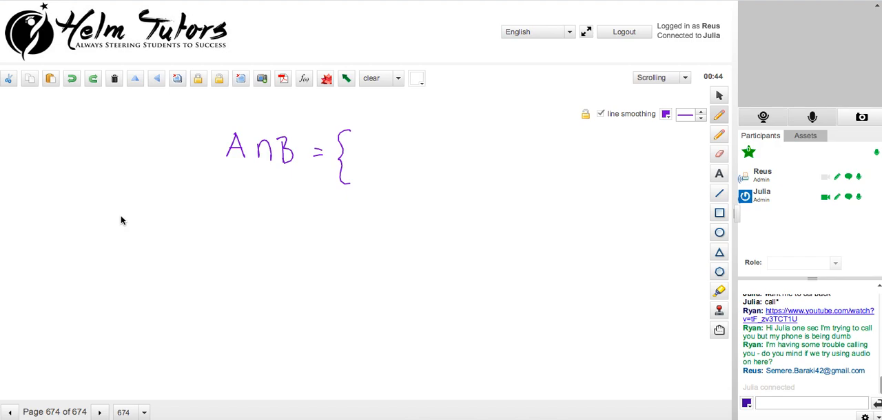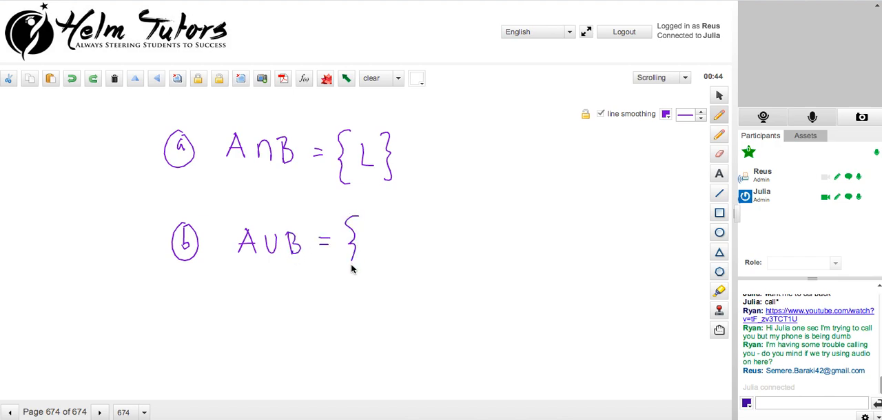Well, L. Yeah, let's see, math class, L, and then is there any other one? Not that I see. So then A intersect B would just be the letter L? Okay, that's A intersect B.